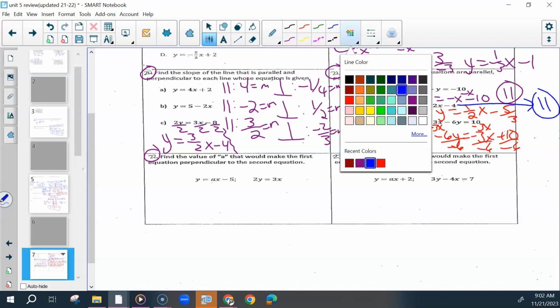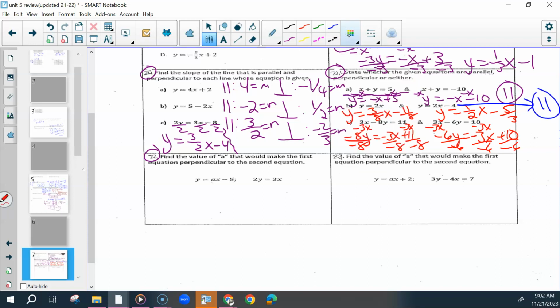Are these parallel, perpendicular, or neither? They have completely different slopes. Positive 3/8 and positive 1/2, neither.